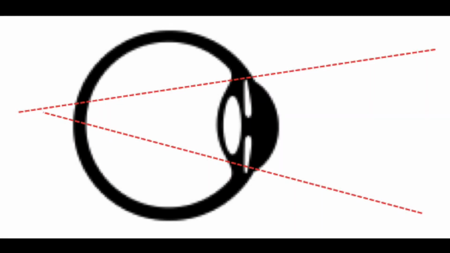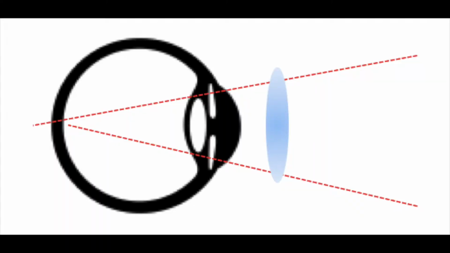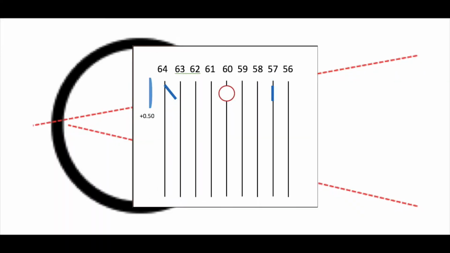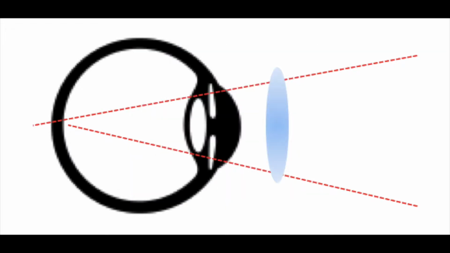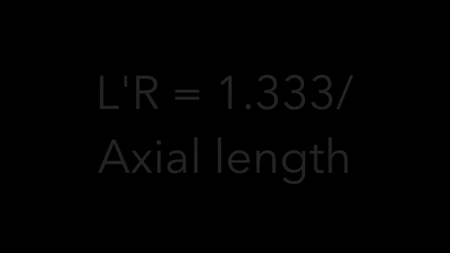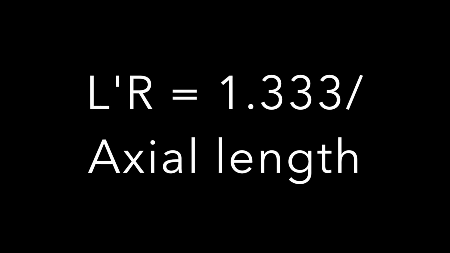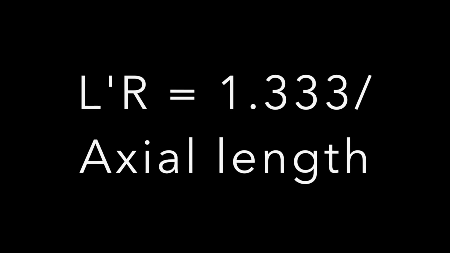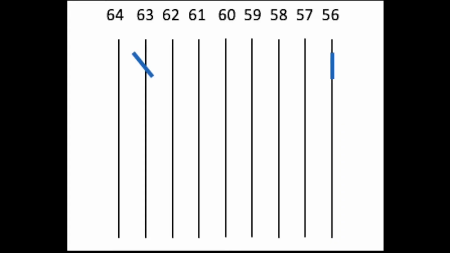It is important to note that the spherical correction before the eye is a critical precursor for the Jackson Cross Cylinder process. The spherical correction should allow the interval of Sturm to straddle the retina. When the interval of Sturm is on the retina, the lens used to get it there is called the best vision sphere. The L'R is determined by dividing 1.333 by the axial length. The average axial length is 22.22 millimeters, which means that the L'R is 60 diopters.